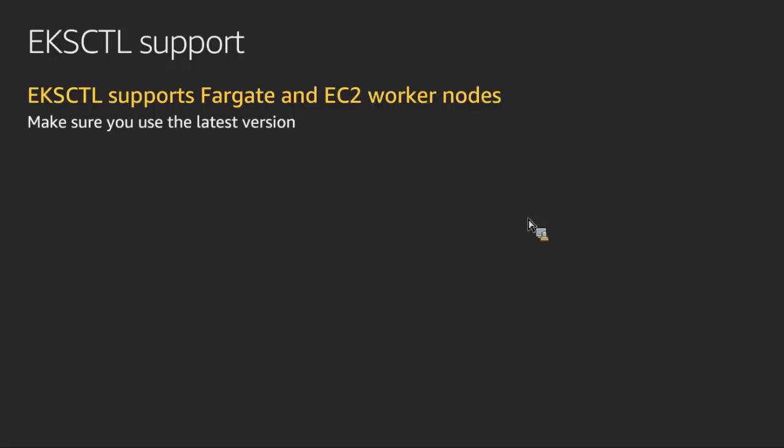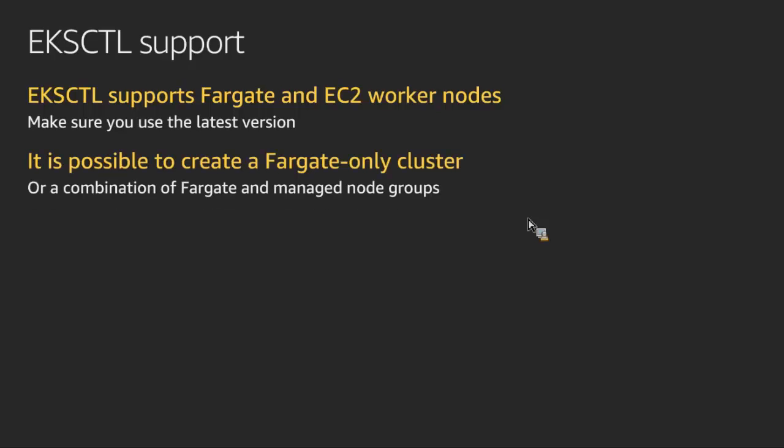Last slide before I pass the ball back to Nathan. EKS CTL. As many of you know, EKS CTL is our preferred tool to stand up EKS clusters. And EKS CTL has added support for both Fargate and EC2 worker nodes. Obviously, make sure that you use the latest versions, because previous versions before this announcement did not support creating EKS clusters with Fargate, meaning EKS clusters with, for example, default Fargate profiles.